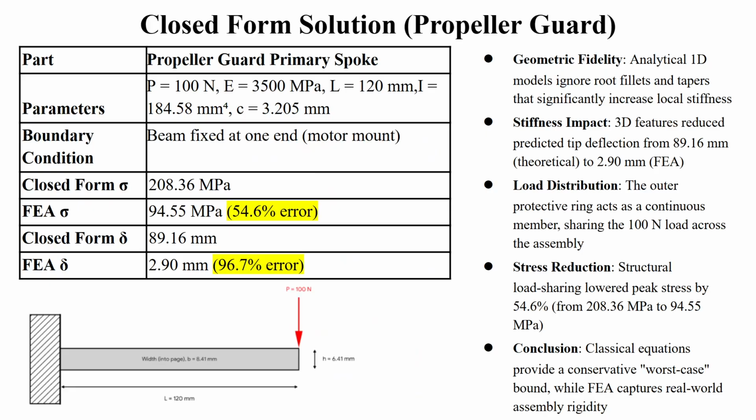Comparing 1D theory to FEA showed a 96.7% deflection error. This highlights that simple cantilever equations ignore the root fillets and load sharing of the outer ring. The analytical model is a conservative worst case, while FEA captures a true 3D rigidity.